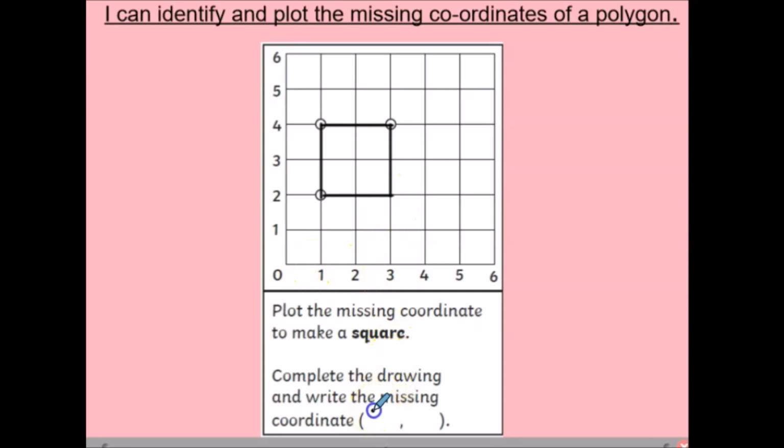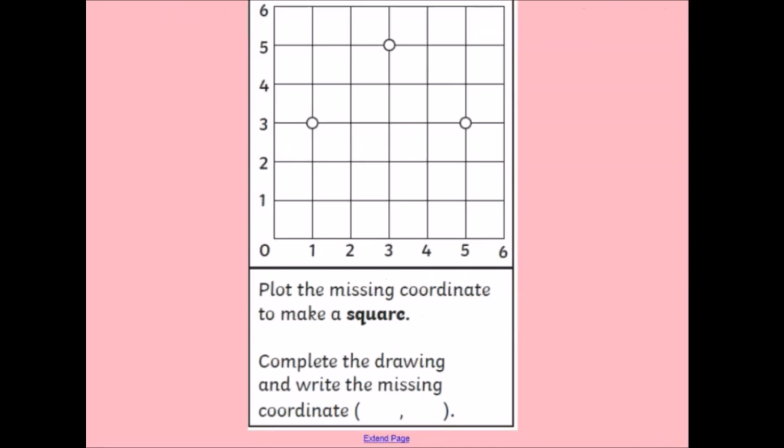So I'm going to write 3, 2 down here at the bottom. Okay, so let's just take a look at another example. Now here, once again, the question's asking us to draw a square.